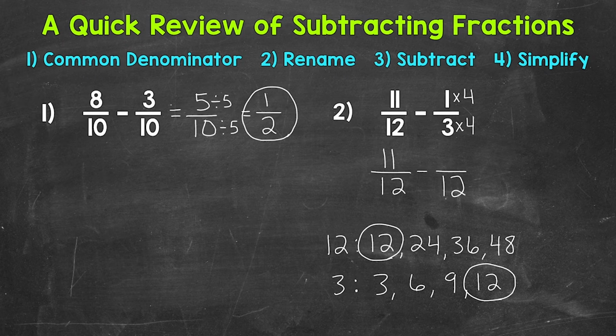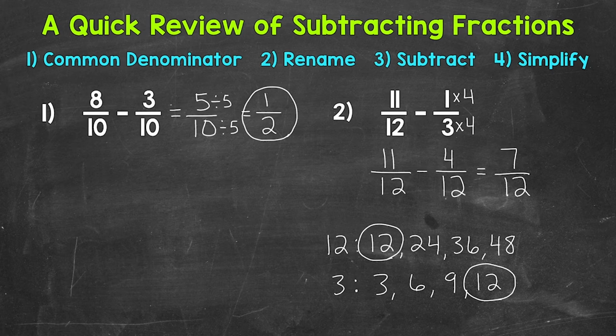So 1 times 4 is 4. 4/12 is equivalent to 1/3. So again, we're not changing the value of the problem at all because we're working with equivalent fractions. Now we have that common denominator of 12, so we can subtract. 11 minus 4 is 7, and then we keep our denominator of 12. 7/12 is our final answer.